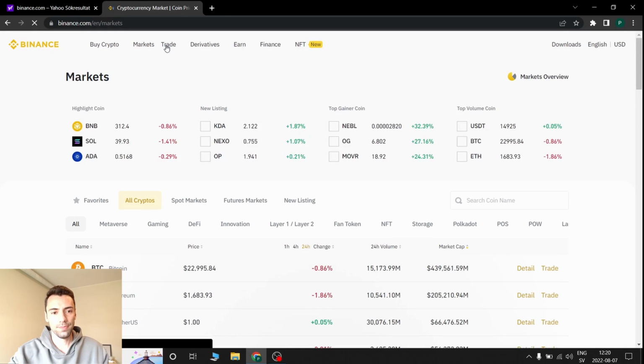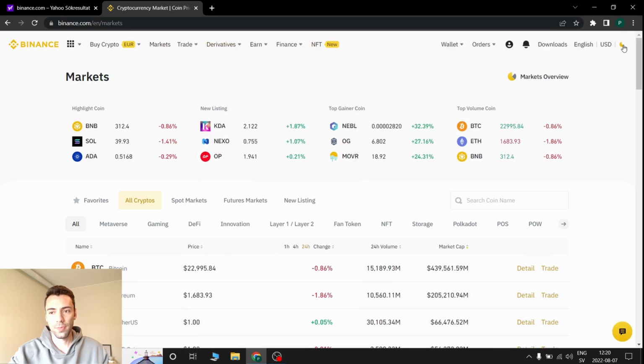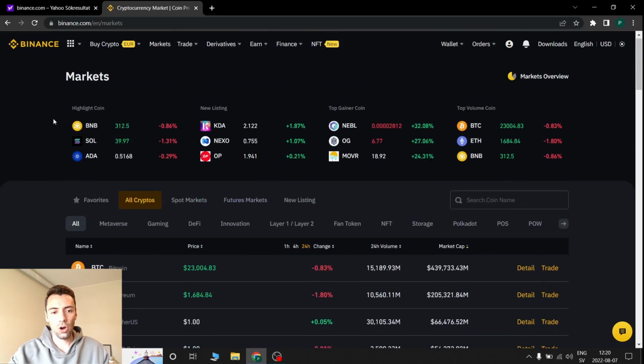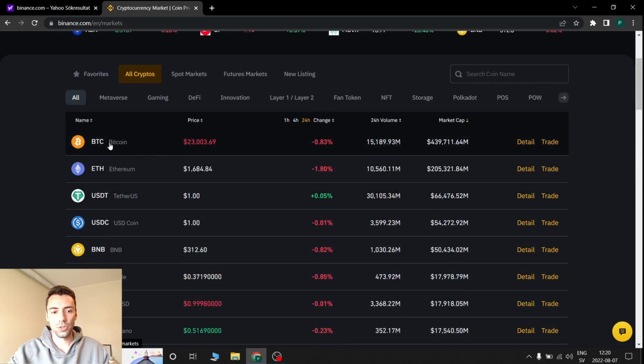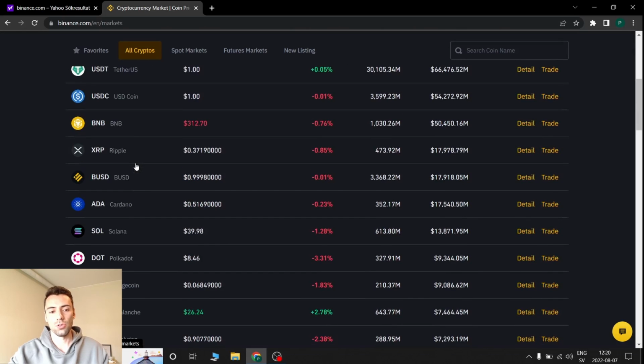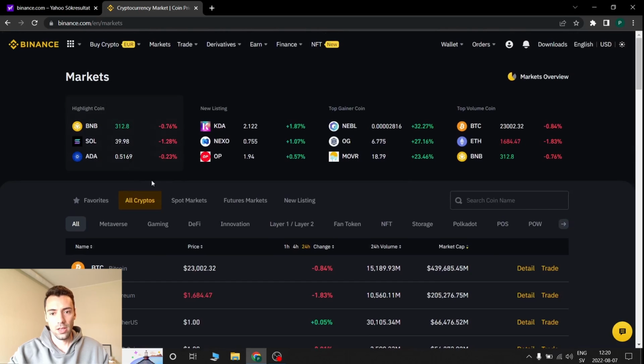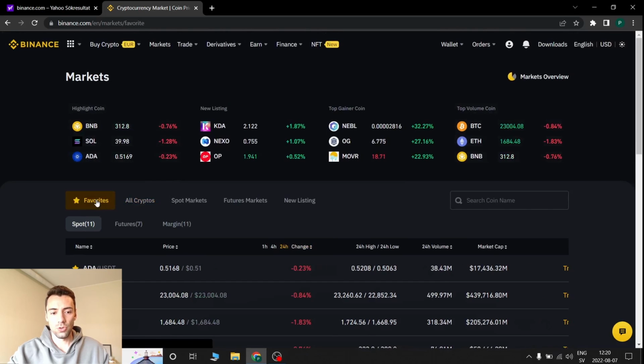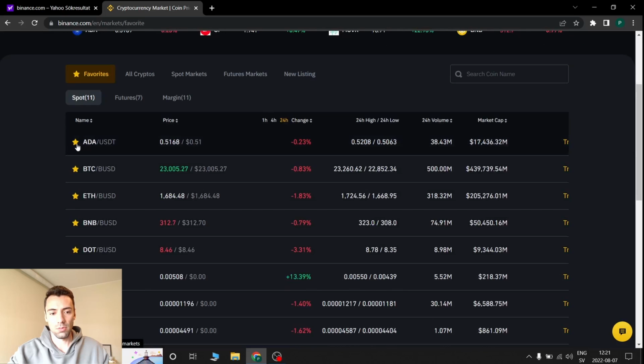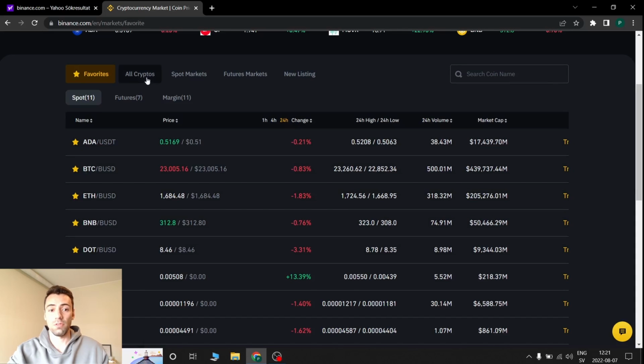On the markets, what do we have here? It will show you all the currencies, all the cryptos that you have, with the other information. For example, Bitcoin, the price, the 24-hour change. You can also change the time frame, the volume in 24 hours, and the market cap, which you can also find on the CoinMarketCap website. You can actually choose your favorite currencies. For example, Cardano, Bitcoin, Ethereum, I chose these as my favorites.